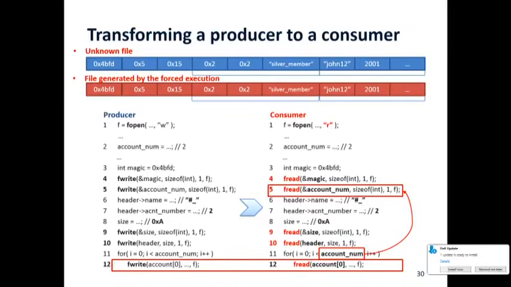This is a nice example where we successfully transform a producer execution into a consumer execution. At the end of this execution, we can see that all the unknown files are actually consumed, and we reach the end of the file point of the unknown file. So any questions so far?